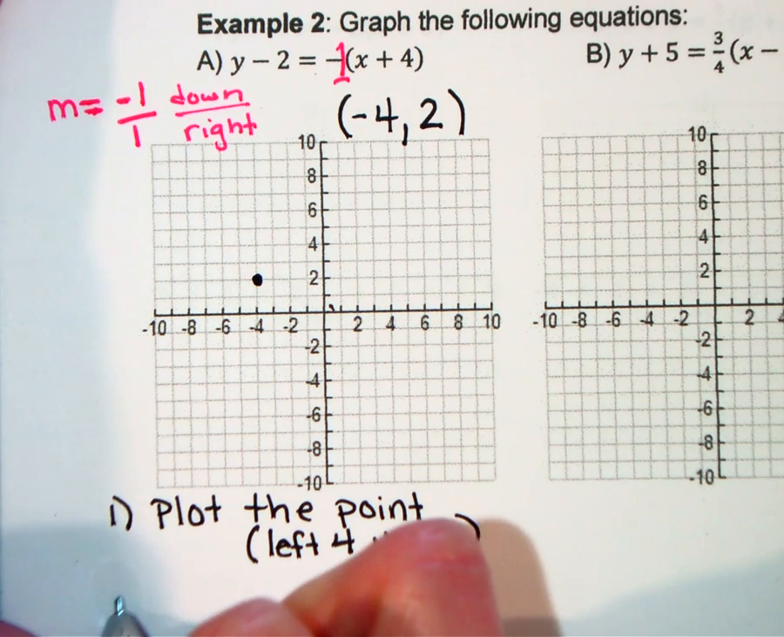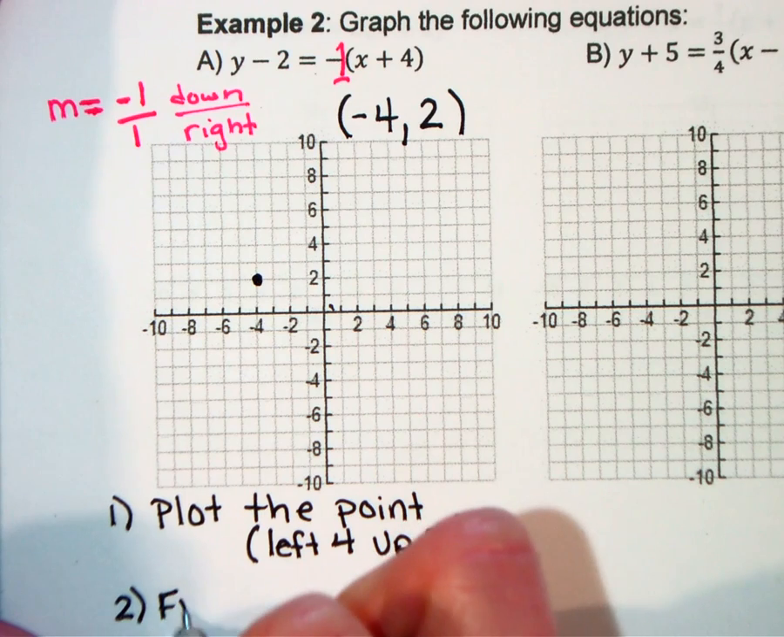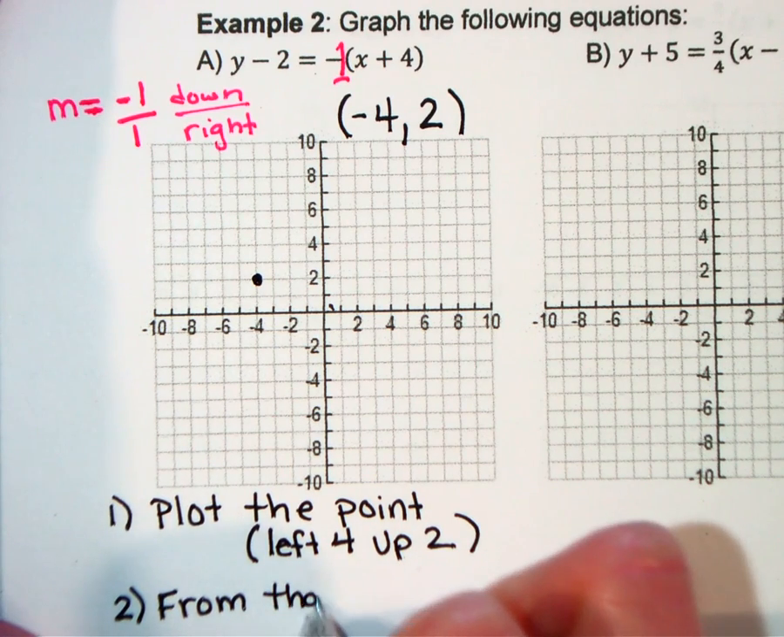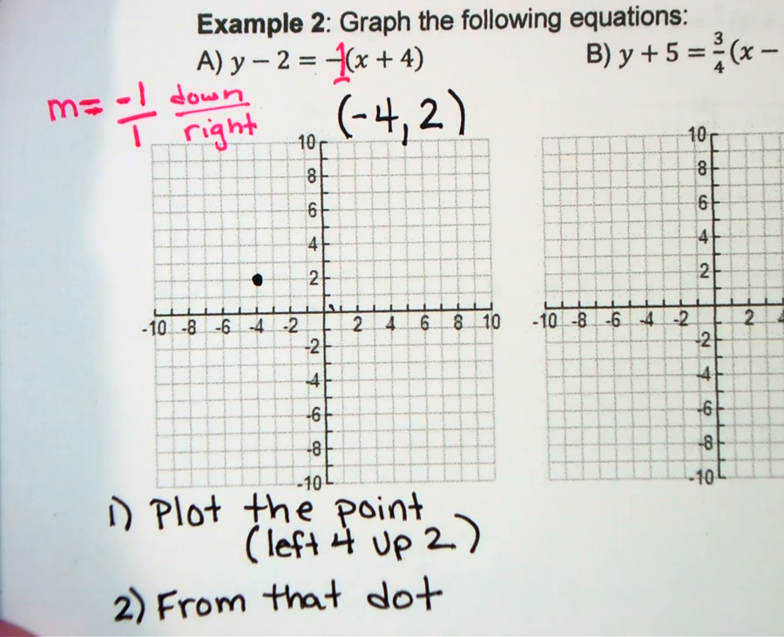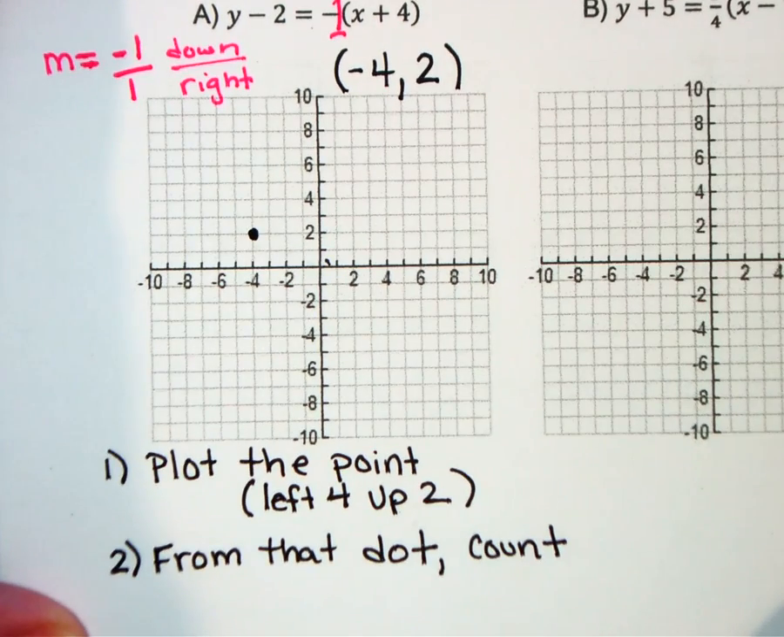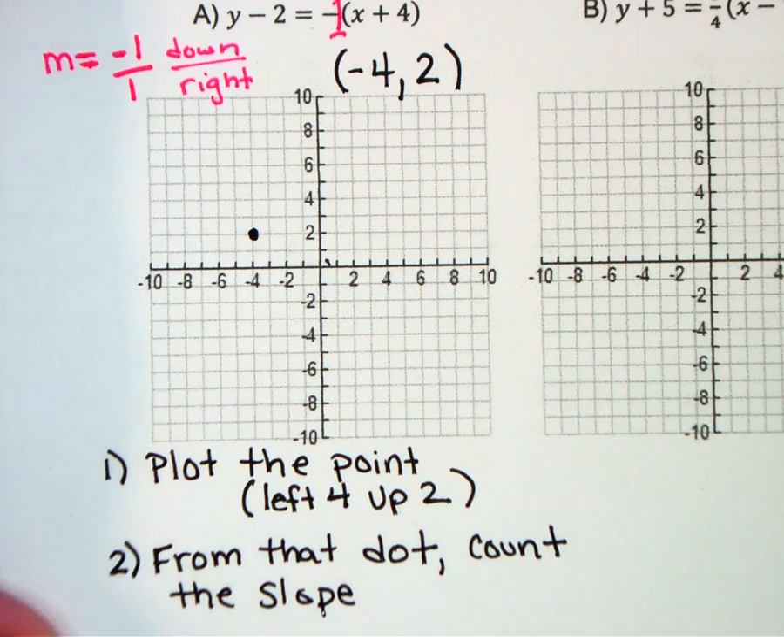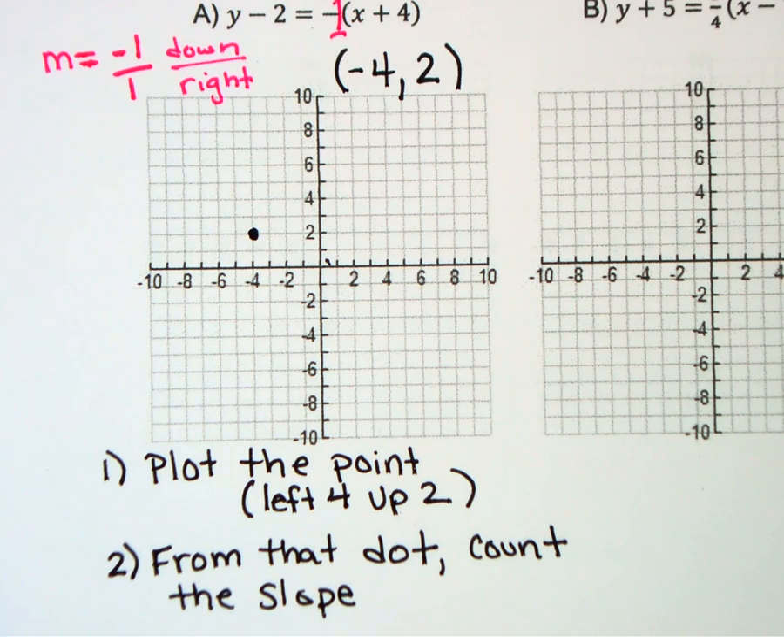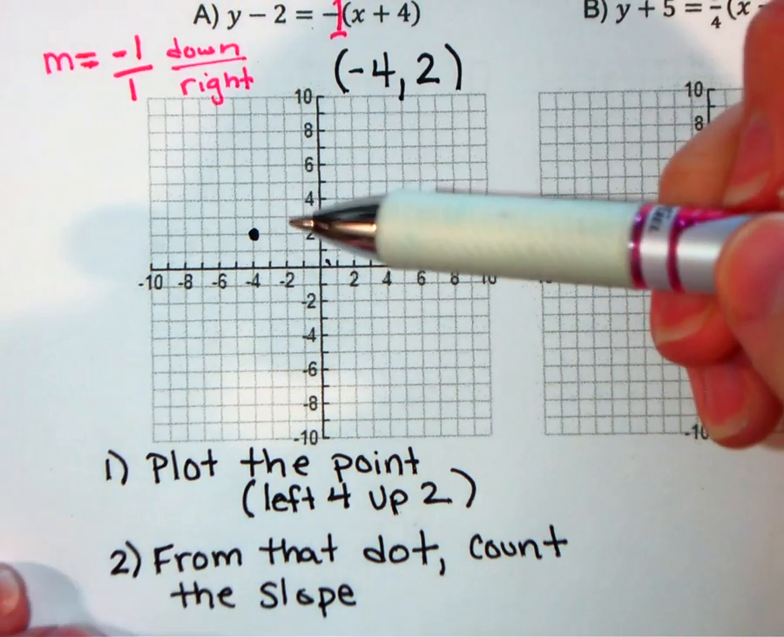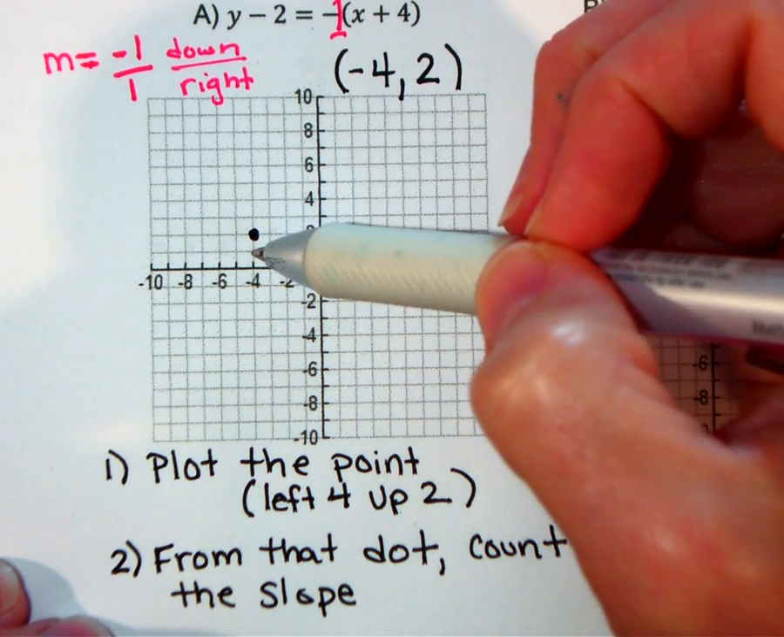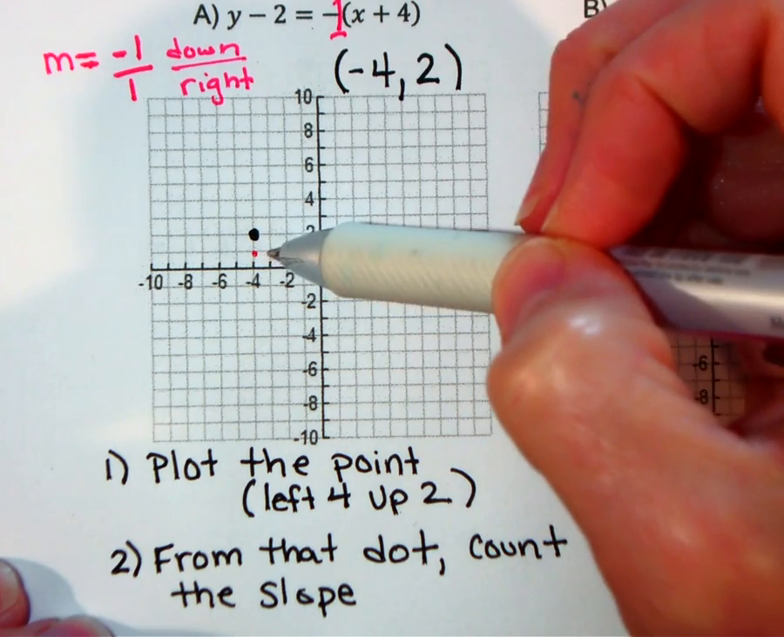Then, from there, from that dot, count the slope. And that'll get you your second dot. Okay, ready to do that? Okay, so we're going to take this. We're going to go down 1, right 1.